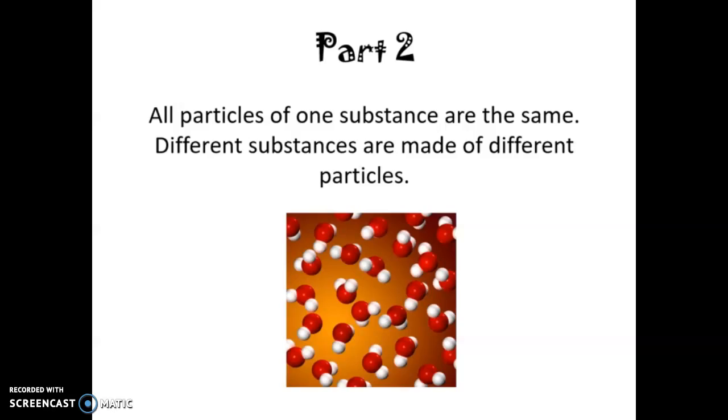You can see here again, we have that picture. If you remember, these are water particles. Each water particle looks the same. It has 1 red circle and 2 white circles. If you were to change what that particle looked like, it would no longer be water. All water, anywhere you find it on Earth, has particles that look just like this.